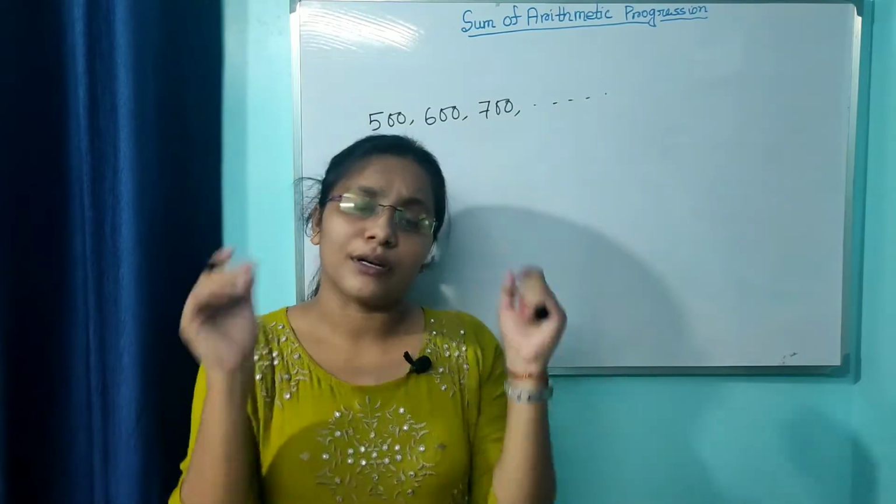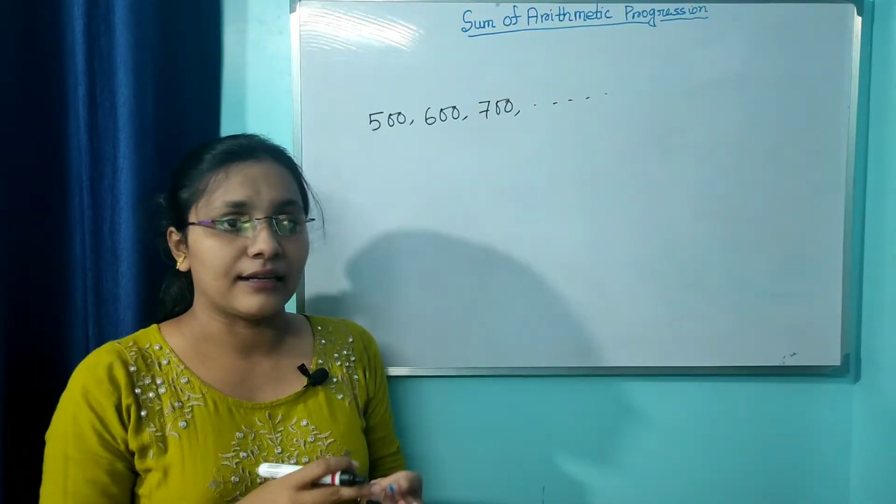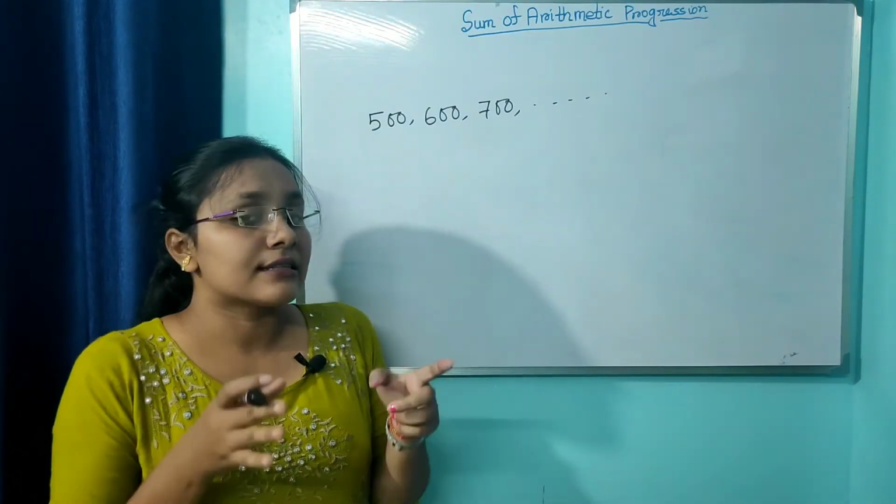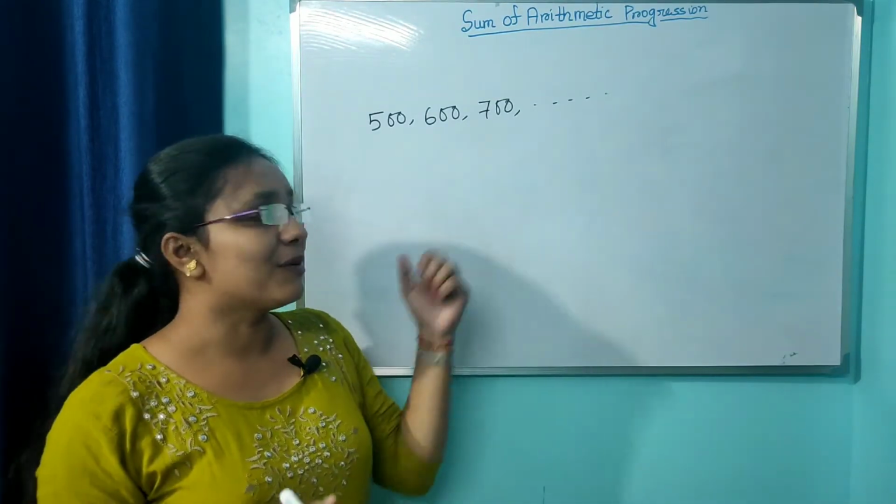How will you know the total amount of money? So at first write, then list them, then add them up. This will be so time consuming, right? So is there any shortcut process to find this sum quickly?